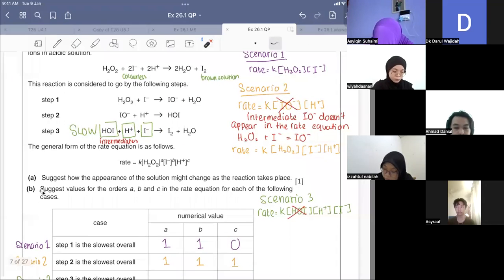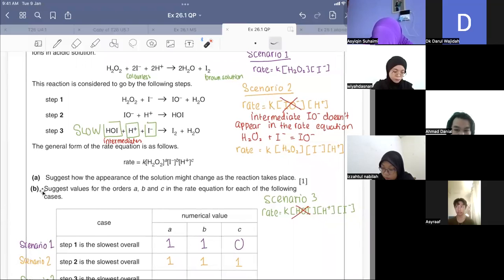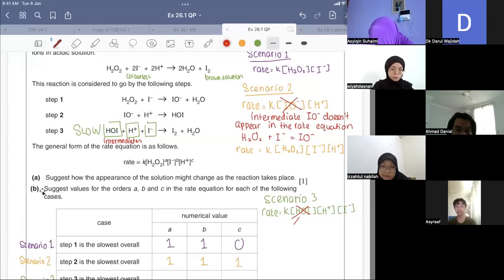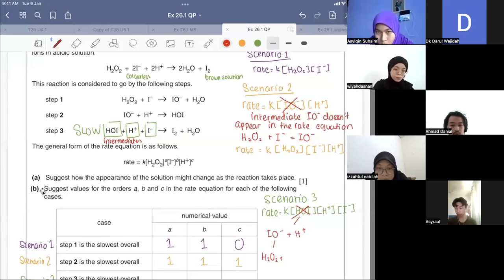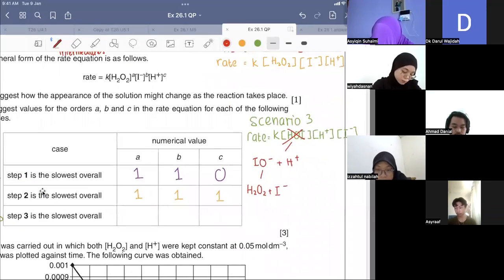Okay, so HOI, I need to go back. What makes up my HOI? HOI is actually made up of IO minus plus H plus. Again, I cannot put in IO minus because IO minus is an intermediate. So I have to go back again. What makes up my IO minus? IO minus is made up of H2O2 plus I minus. So how do I write down the rate equation?